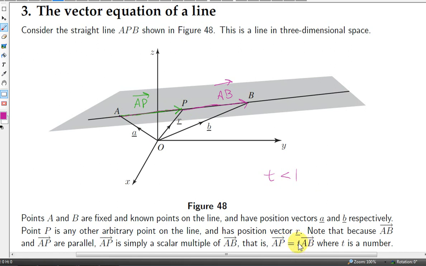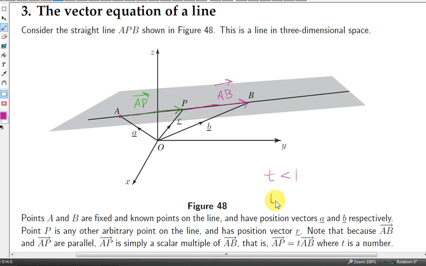But of course T can be any real number. If T was 0, then AP would be 0. We wouldn't even have a vector. We just have this point. We'd have the 0 vector. If T is some positive number, then as T increases, vector AP will increase in magnitude. It keeps pointing in the same direction along this line as T keeps on increasing.